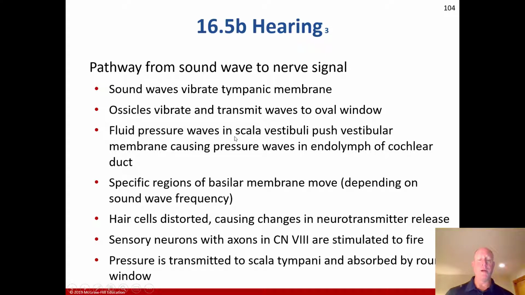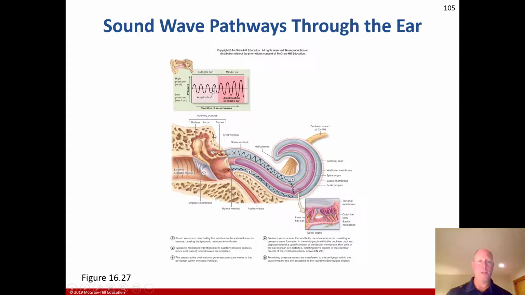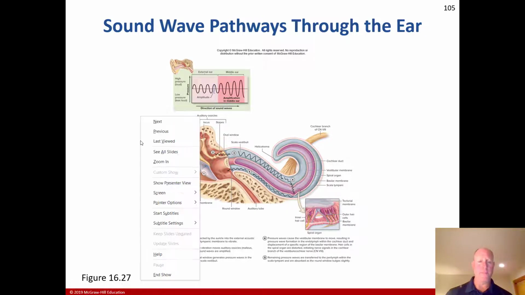Fluid pressure waves in the scala vestibuli push the vestibular membrane, causing pressure waves in the endolymph of the cochlear duct. Specific regions of the basilar membrane move depending on the sound wave frequency. The hair cells are distorted, causing changes in neurotransmitter release. The sensory neurons with their axons in CN8 are then stimulated to fire, and finally pressure is transmitted to the scala tympani and absorbed by the round window. And so here we have the sound pathways through the ear.